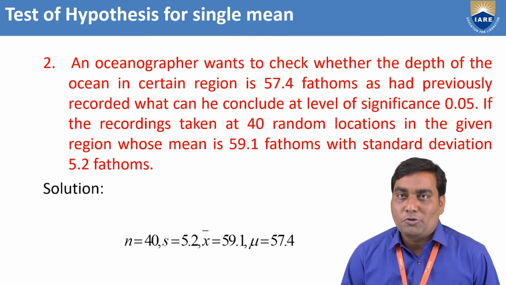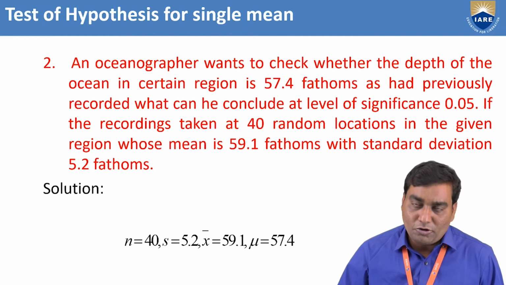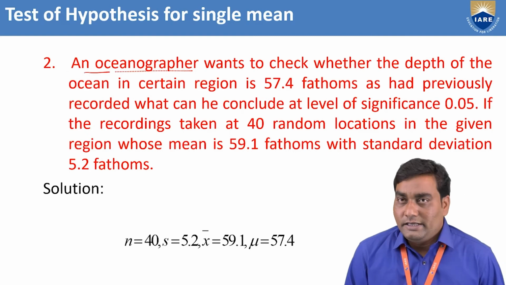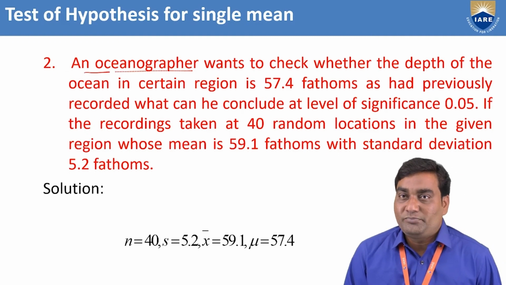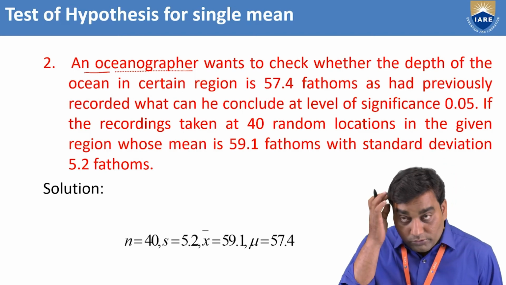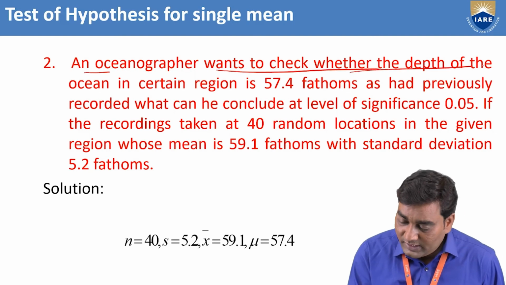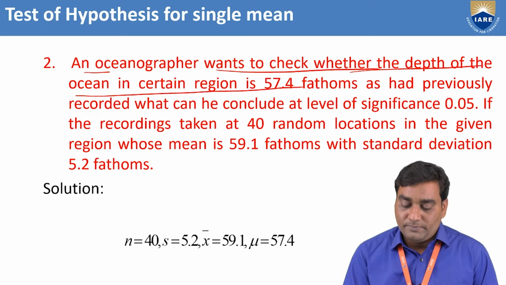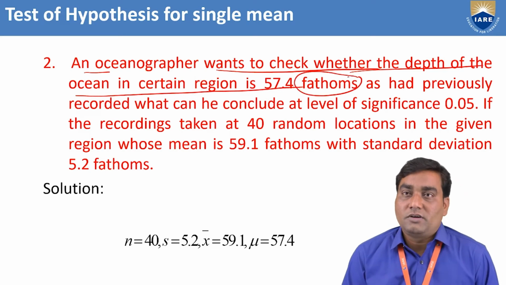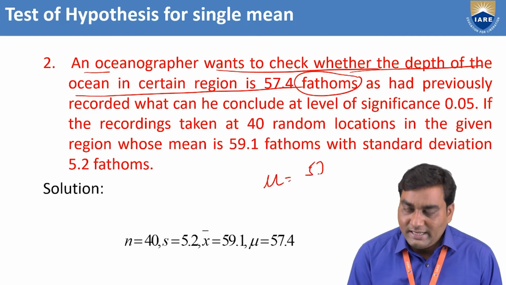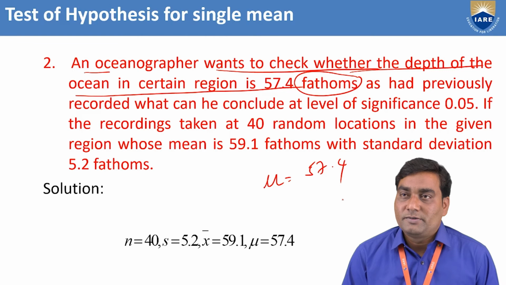Now we'll discuss the second problem on this topic. This is the problem. An oceanographer means a person who checks the depth of the ocean. We can call him an oceanographer. The oceanographer wants to check whether the depth of the ocean in a certain region is 57.4 fathoms. Fathoms is the unit of the depth of the ocean. So the population mean is clearly given, 57.4 fathoms, as had previously been recorded.